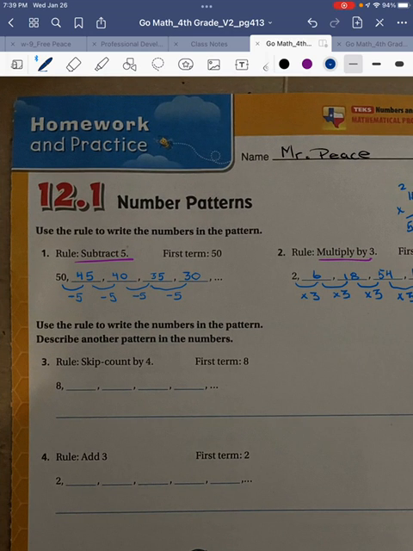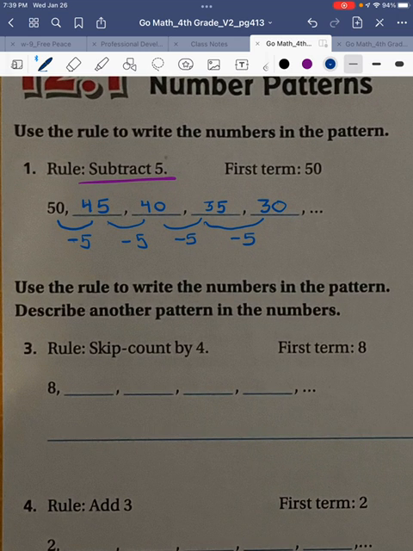So next we want to use the rule to write the numbers in the pattern, and describe another pattern in the numbers. They want us to skip count by 4. So skip count by 4, and the first term is 8. I guess we could start circling those too. Skip count is also adding that number to where you just left off from. You can also go on top if you don't have room on the bottom.